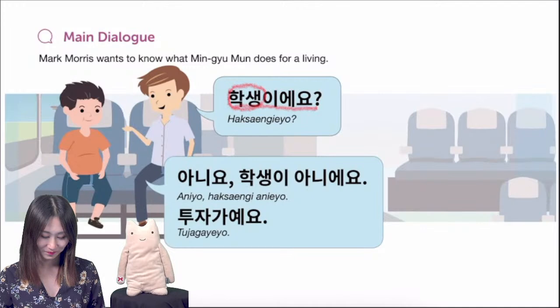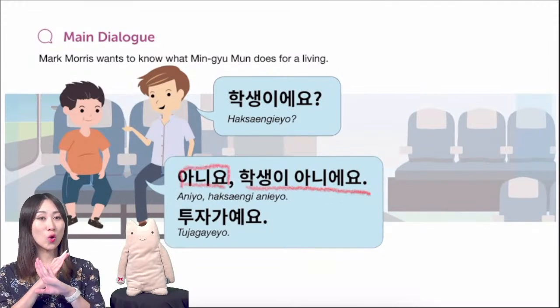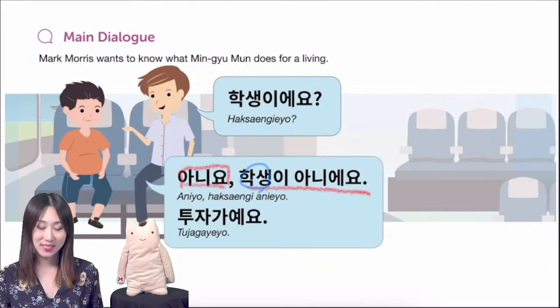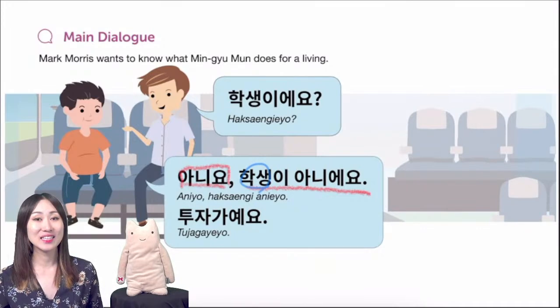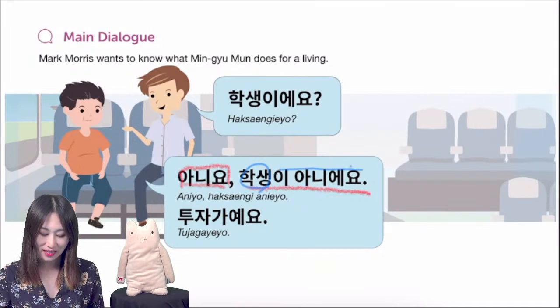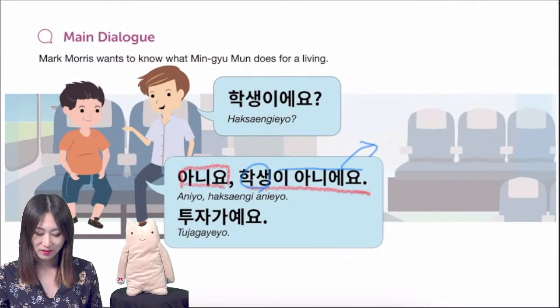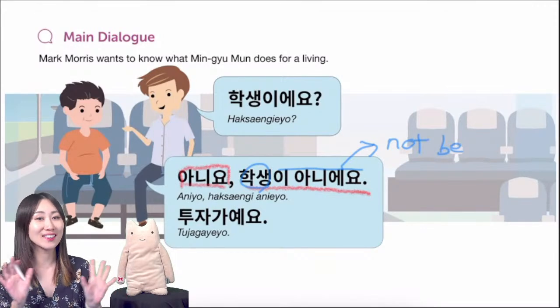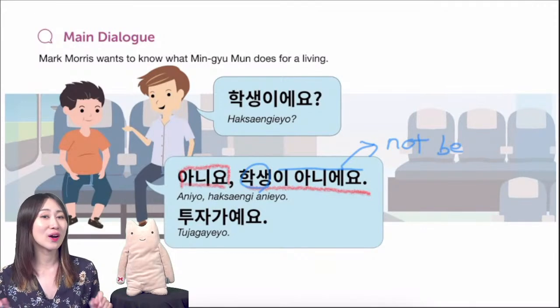And next, 아니요. 학생이 아니에요. 아니요 means no. 학생 again means student, and 이 아니에요 means not be. So basically it means I'm not a student. 학생 is student, 이 아니에요 means not. 학생이 아니에요. I'm not a student.